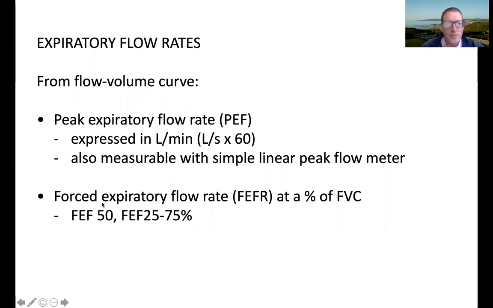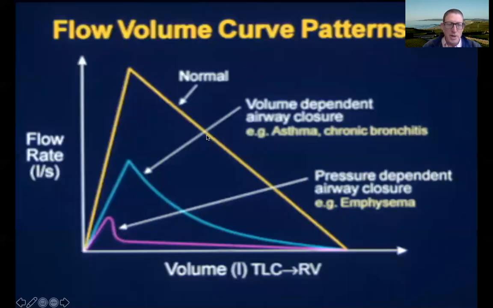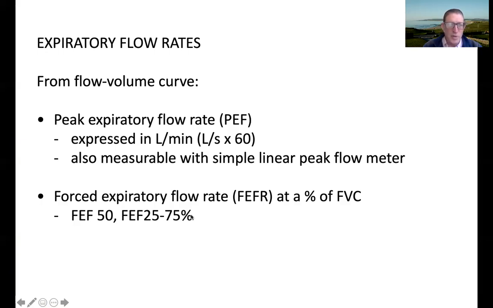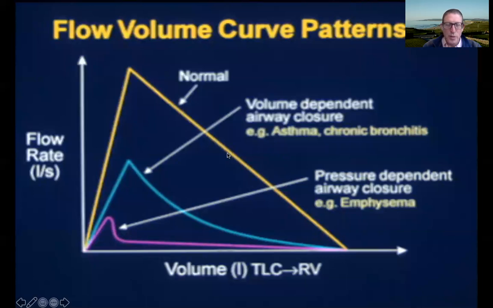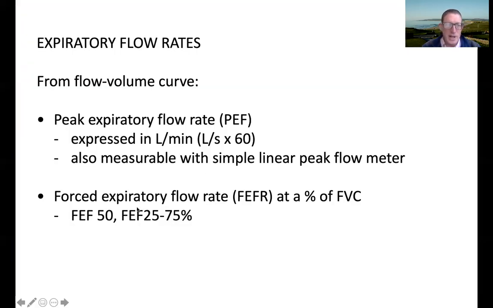Now you know. We can also measure forced expiratory flow rates at different percentages of forced vital capacity. So we can measure the forced expiratory flow, say between 25 and 75% of forced vital capacity, and take the average, and that's known as the forced expiratory flow 25-75, or we can measure the forced expiratory flow at 50%. Anyway, the reason that's relevant is that this area here between 25 and 75% of forced vital capacity is determined by closure of small airways. So it's quite a sensitive marker of small airways disease.